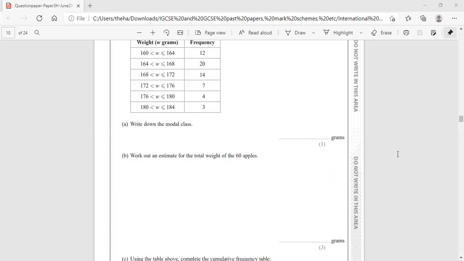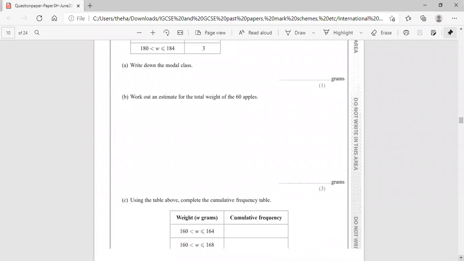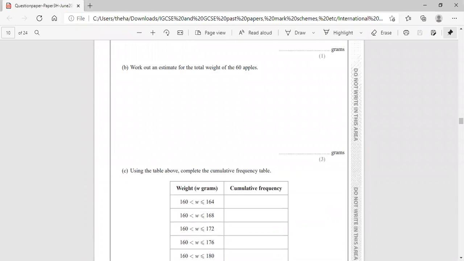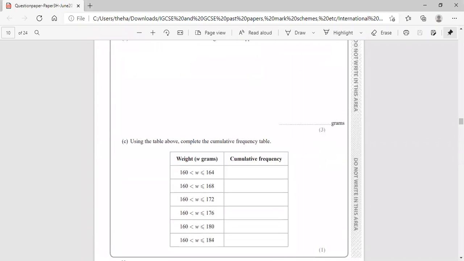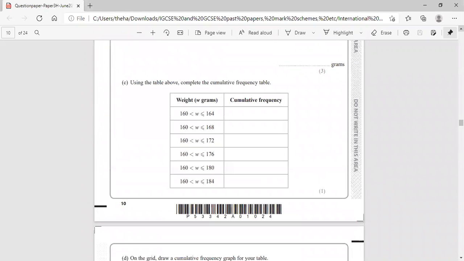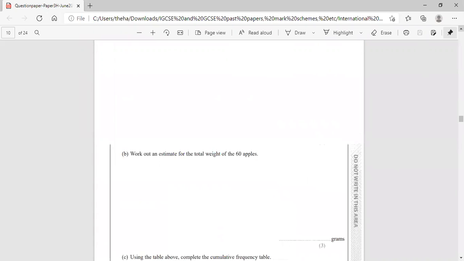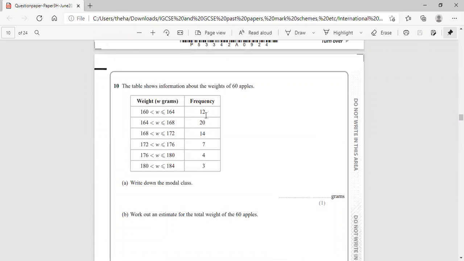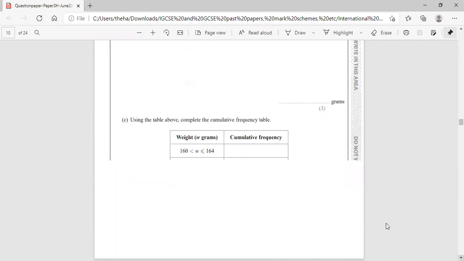So next part, it's going to be a cumulative frequency table and a graph, I'm assuming. Yep, graph. So what we need to do is work out the cumulative frequency. So what we need to do first of all is, let's have a look at how it goes. It goes 12, 20, 14.